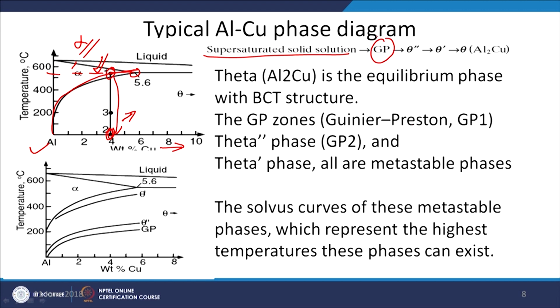First, the GP zones, or Guinier-Preston zones, are formed. Then the theta double dash precipitates, which are GP2, Guinier-Preston 2 precipitates, are formed. Then theta dash precipitates are formed, and all these three types of precipitates are metastable in character. Then the stable phase, theta, is formed. This is of body-centered tetragonal structure.